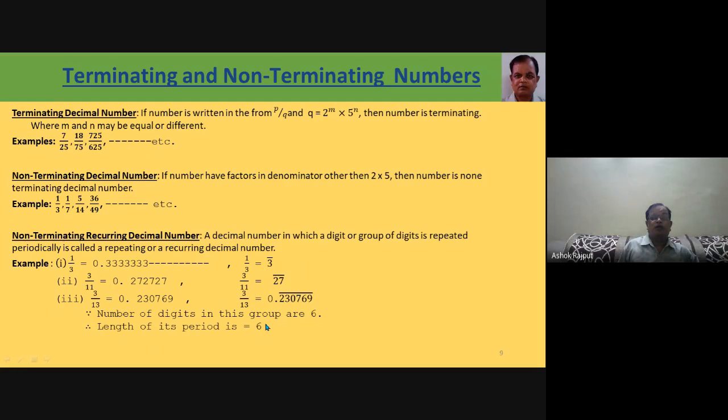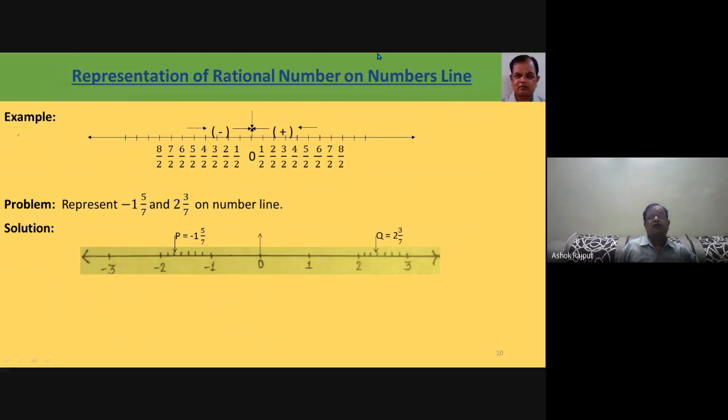Now we are going to explain the representation of rational numbers on the number line. We have drawn number lines many times, with numbers on the line. First we decide the origin point, then we mark points at equal distances, as presented here. The right side is positive and the left side negative, and the distance should be equal. It is 1 by 2, 2 by 2, 3 by 2, 4 by 2, 5 by 2, 6 by 2 and 7 by 2, as it is written here. It is compulsory that the distance should be equal on both the left and right sides, and first we decide the origin point.